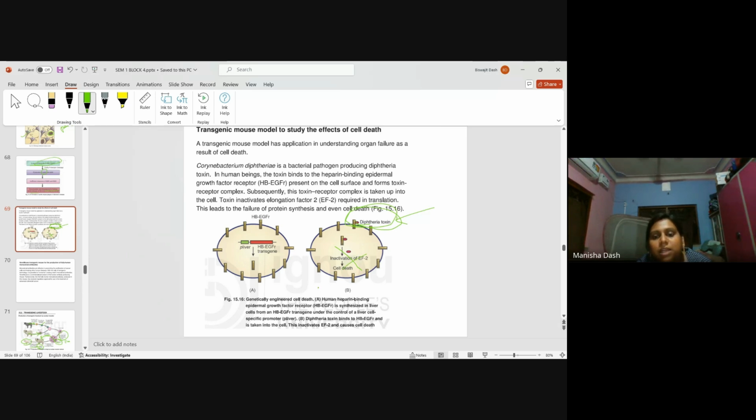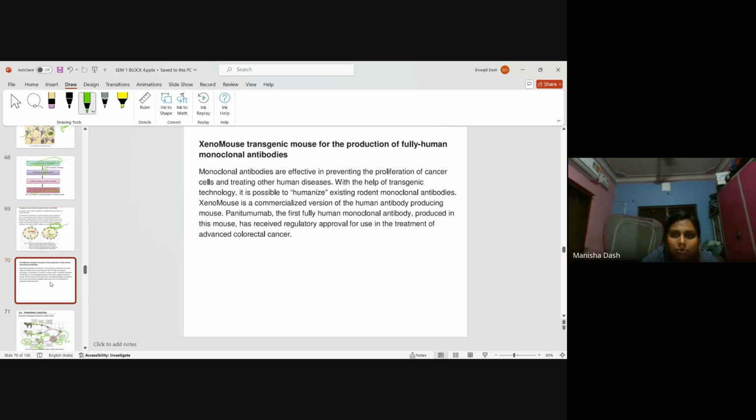So these are actually used to understand the pathophysiology of a particular substance that is harmful for the individual or for the human cells. And also these are used to understand the pathway, exactly how the toxin is working, so that effective therapy can be developed against it. So that is the utility of the study of transgenic mouse.